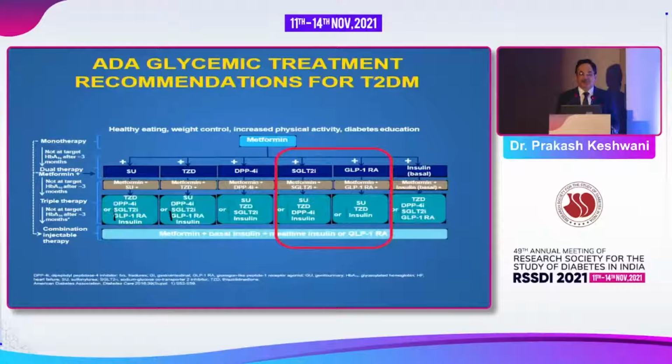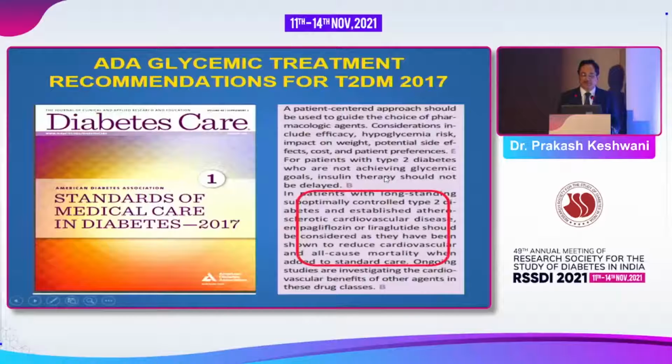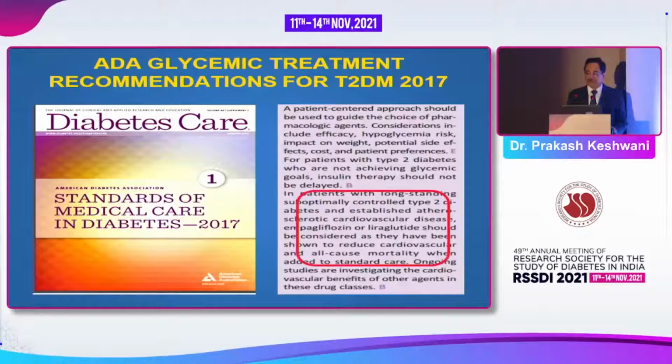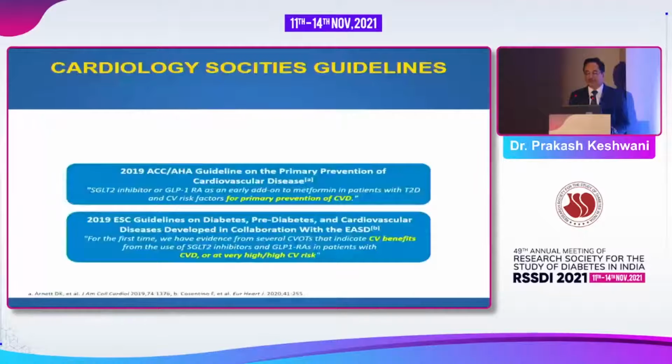ADA also recommends that after metformin, SGLT2 inhibitors and GLP-1 receptor agonists can be used as a second-line drug. And they also recommend that in patients with long-standing suboptimally controlled type 2 diabetes and established atherosclerotic cardiovascular disease, empagliflozin or liraglutide should be considered, as they have been shown to reduce cardiovascular and all-cause mortality when added to standard care.